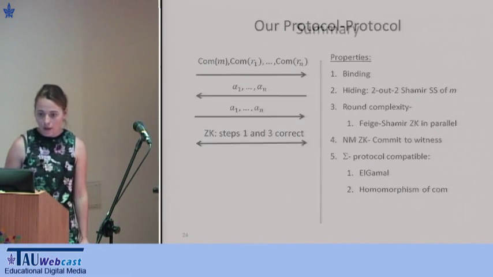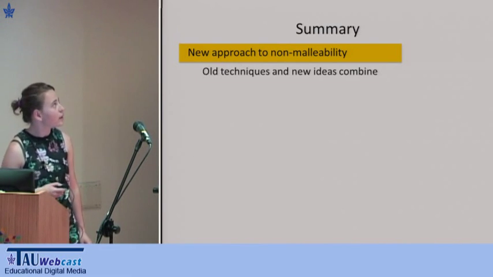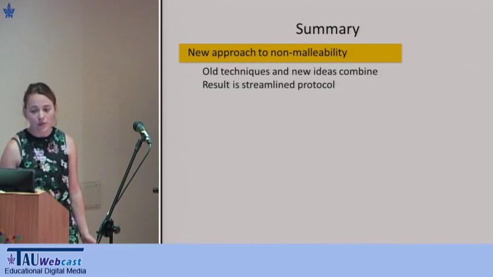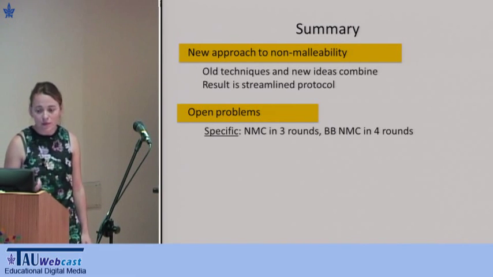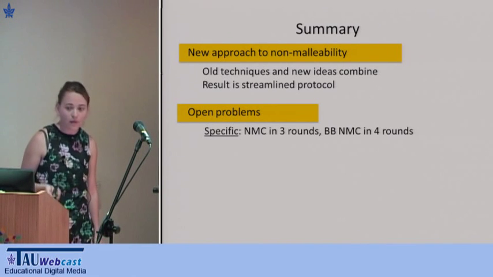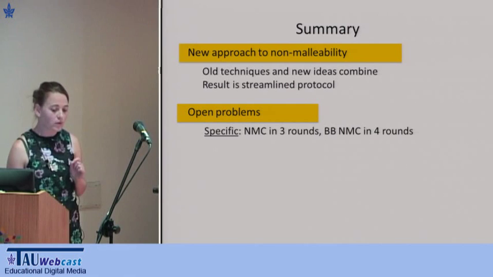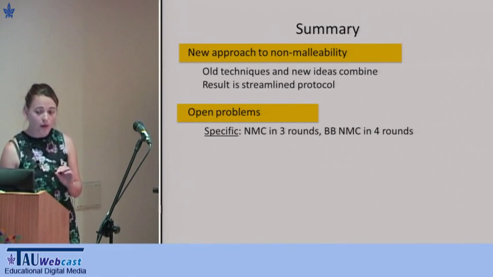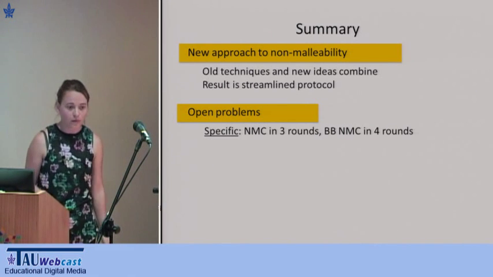Okay? And let me just summarize. We have a new approach to non-malleability. We combine all techniques and new ideas. It results in a very efficient protocol. So there are many open problems, but just a few of them: can we do it in 3 rounds? A black box in 4 rounds? If I want to make our protocol black box, I can use the Goyal et al. solution from 2012, but this will add 2 more rounds. So I don't know how to do it in 4 rounds.